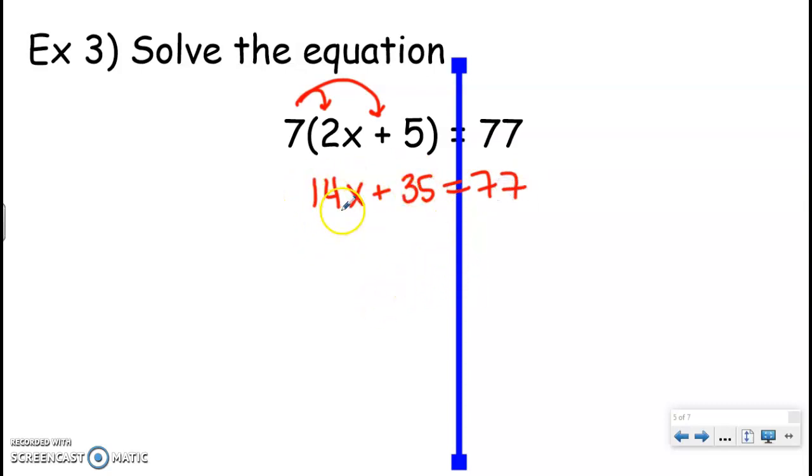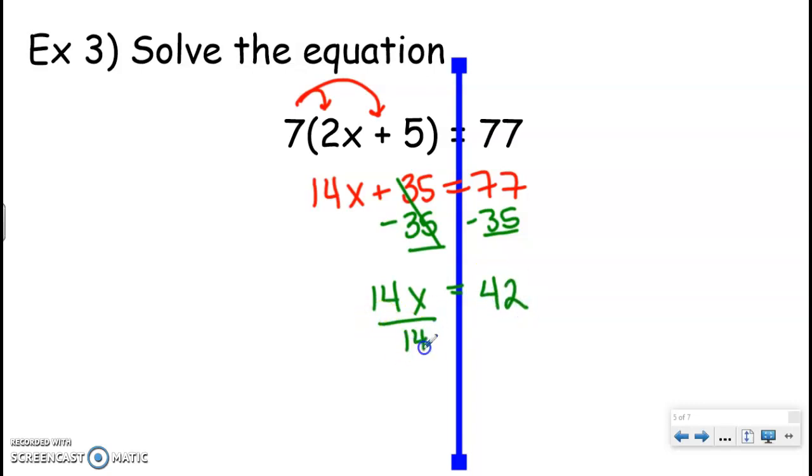Combine like terms on the left side if possible, which is not. Combine like terms on the right side if possible. Again, it's not. And then get your variables on the same side. We're okay there. So now I'm going to go ahead and solve. I'm going to subtract 35 from both sides, and for some reason my color changed. So I'm left with 14x equals 42. And then I'm going to divide by 14 on both sides to get x equals 3.